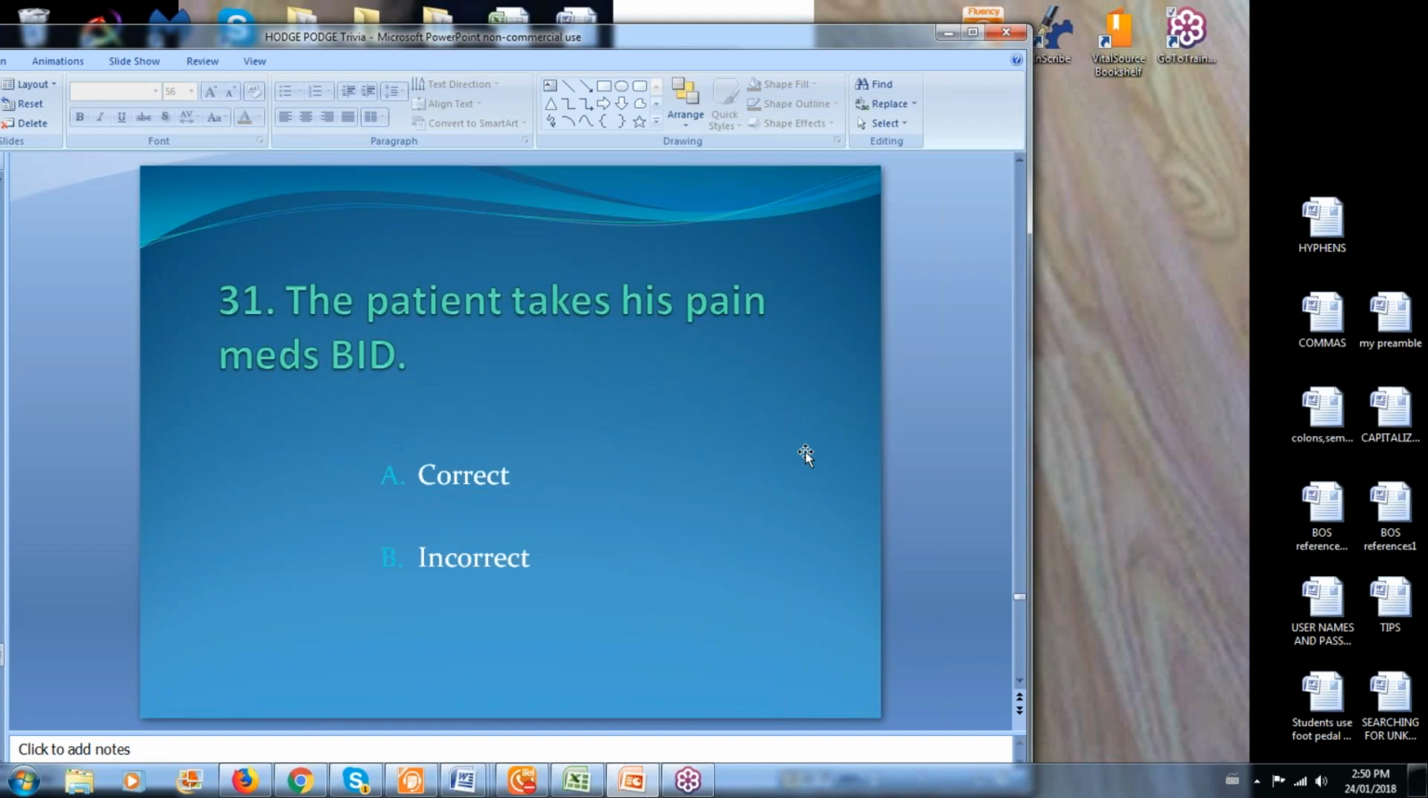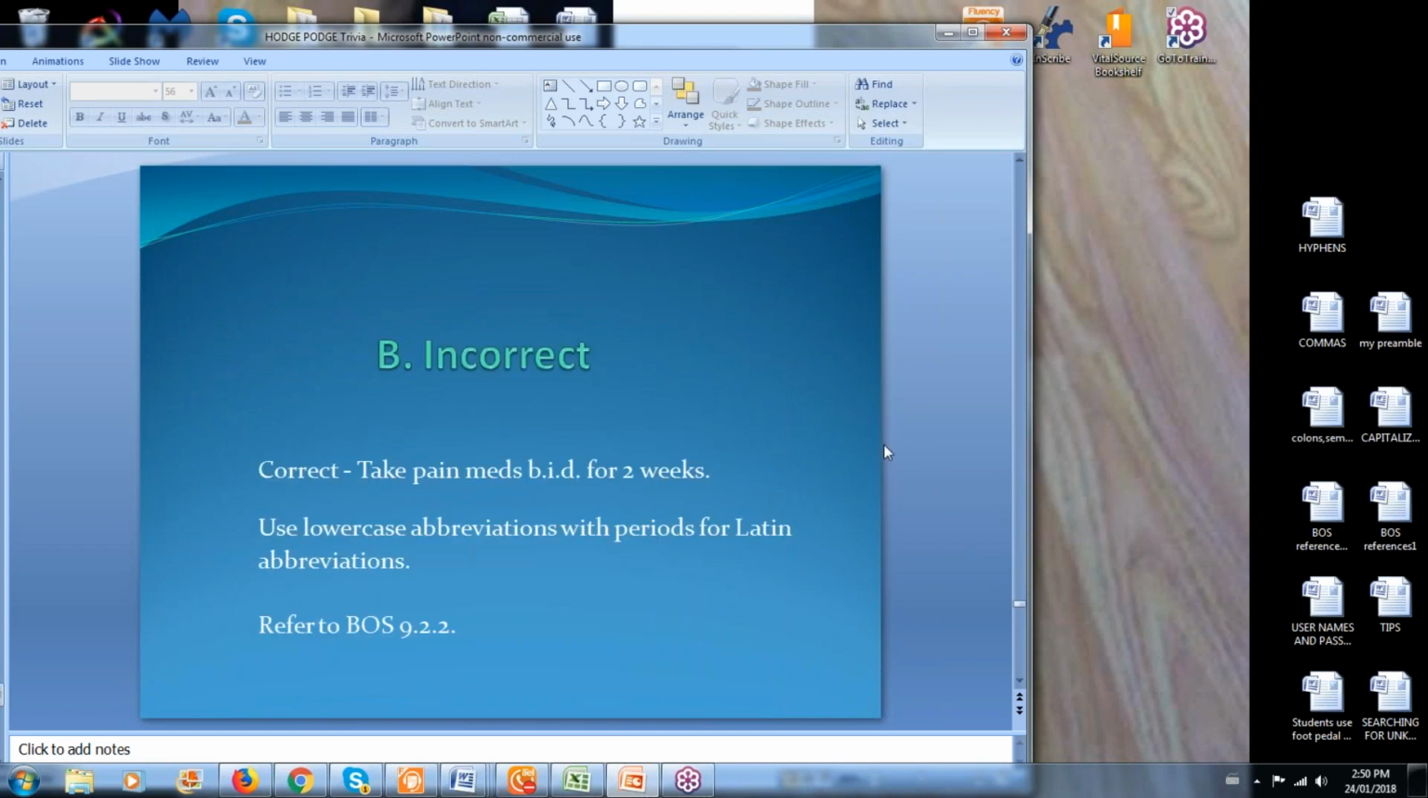31. The patient takes his pain meds BID. Is that correct or incorrect? Okay, that's right, it's incorrect. The correct way is B.I.D. with periods. All Latin abbreviations are lowercase with periods. Okay, and then the BOSS 9.2.2, you'll find that.